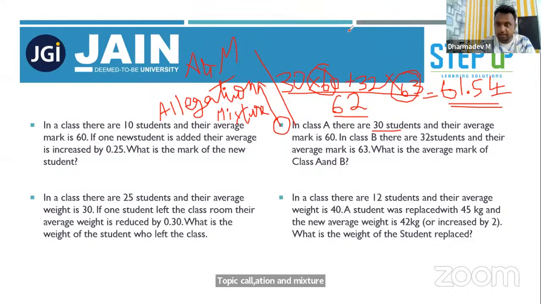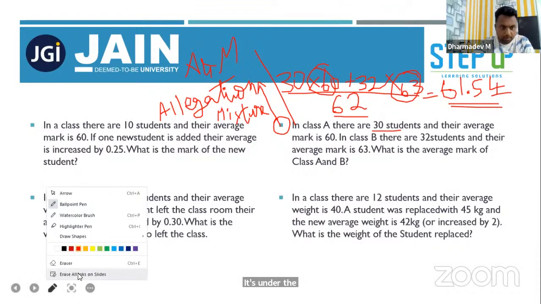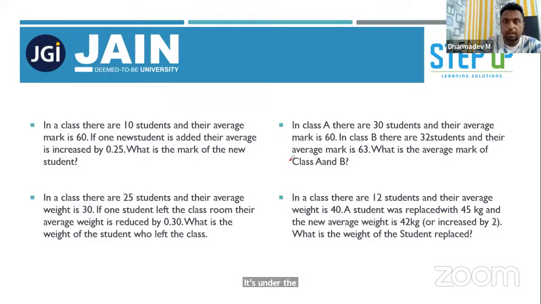It's under averages. Okay, but you have to solve more. I'll tell you. Here I have class A. I'll just write it as CA.